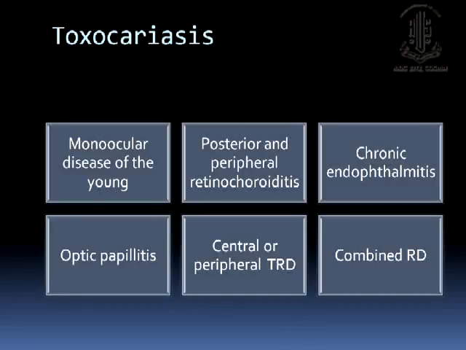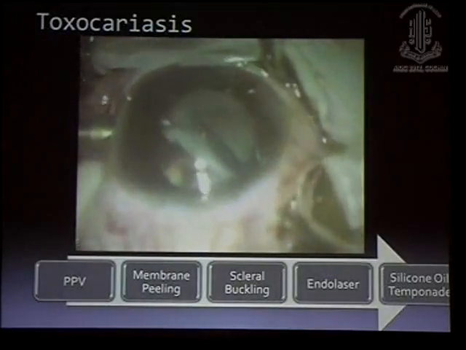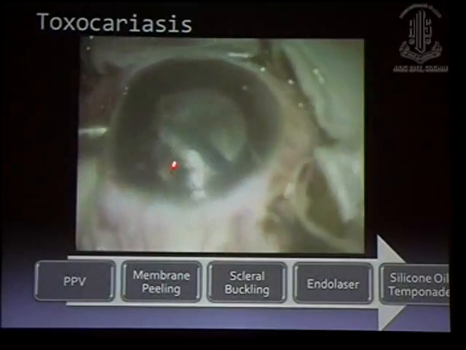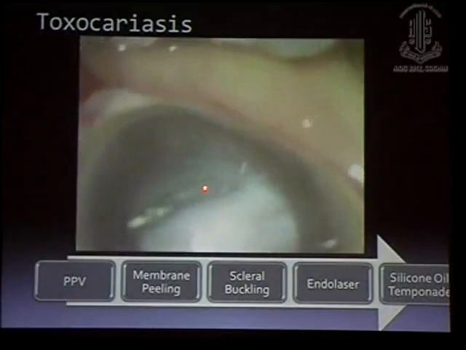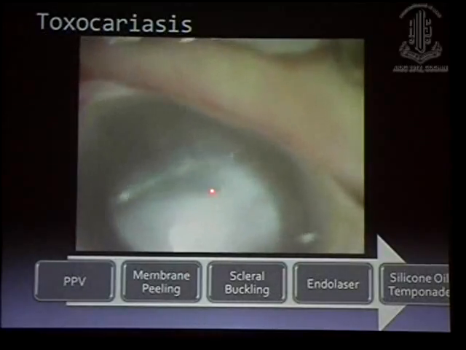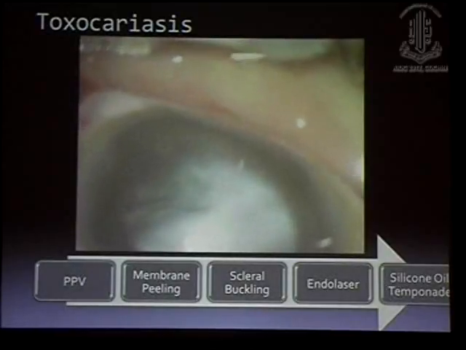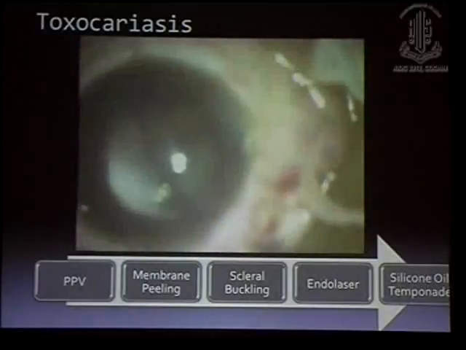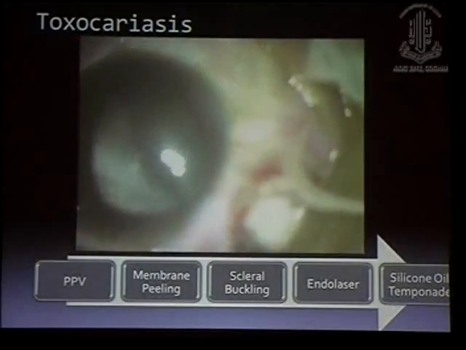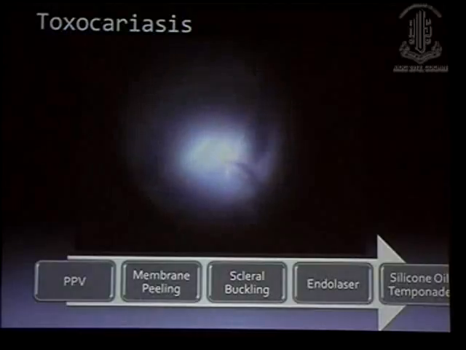Toxocariasis is characterized by posterior and peripheral retinochoroiditis as well as tractional retinal detachment. If combined retinal detachment is seen, it will need surgical intervention. Here again, surgical intervention is pretty heroic. You need lensectomy, you need vitrectomy. These extensive membranes need to be removed. But in spite of your best surgery, you may not be able to remove them in toto. So the peripheral residual vitreous traction is supported by an encircling band and followed by fluid gas exchange and silicone oil.